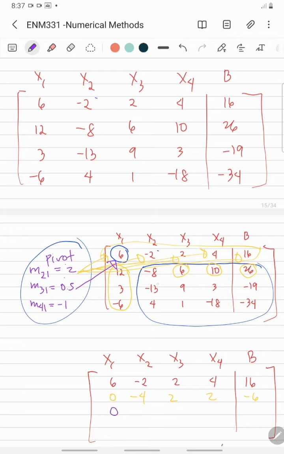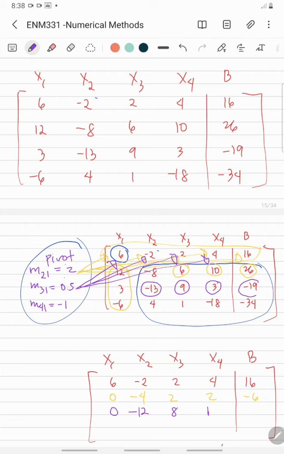Then negative 13 minus 0.5 times negative 2, that is equal to negative 12. Then for 9 minus 0.5 times 2, that is equal to 8. Then 3 minus 0.5 times 4, that is equal to 1.